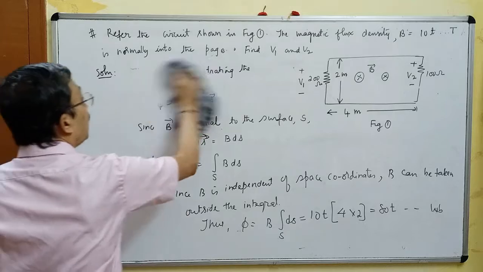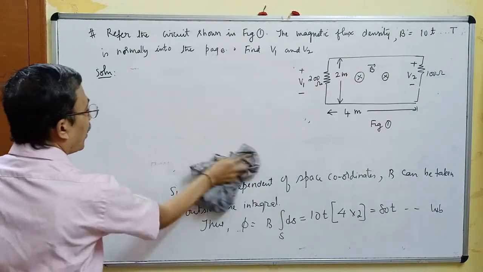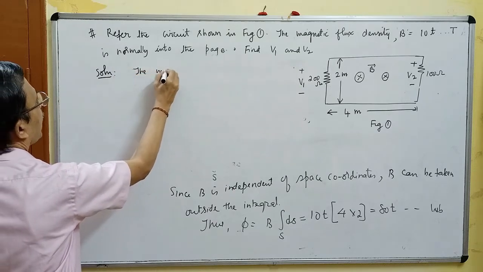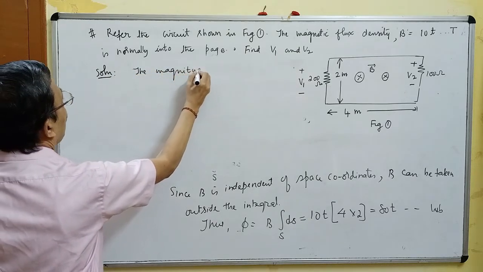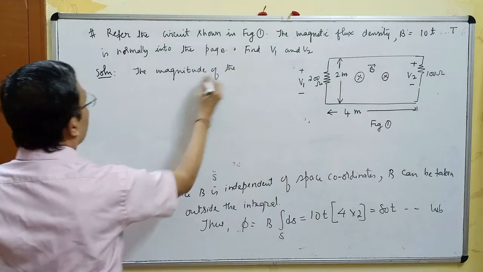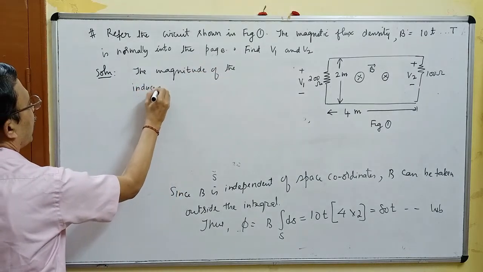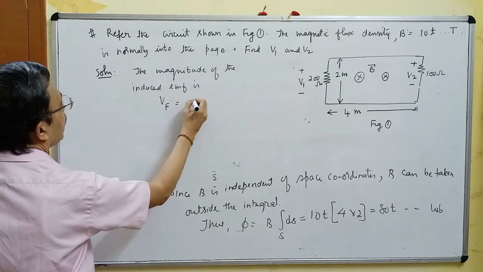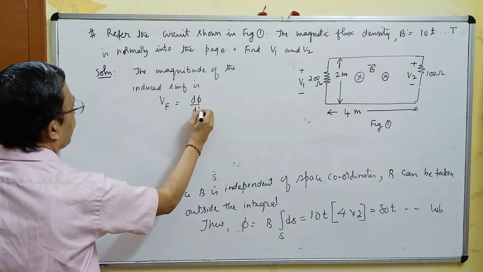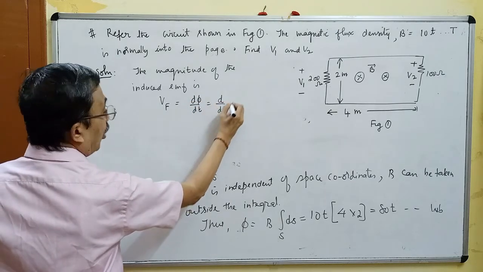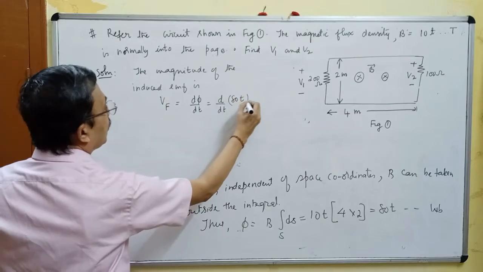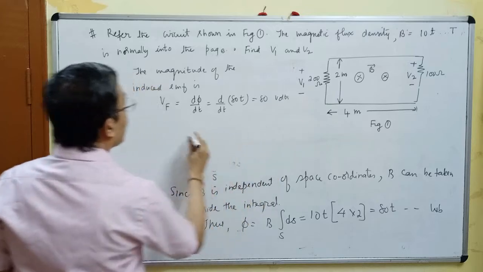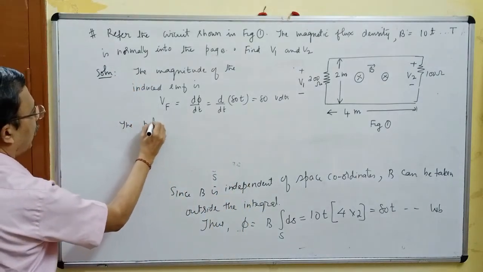So what is Vf now? What is the magnitude of the induced EMF? The magnitude of the induced EMF is Vf is equal to d phi by dt equals d by dt operating on 80t. So you get 80 volts.